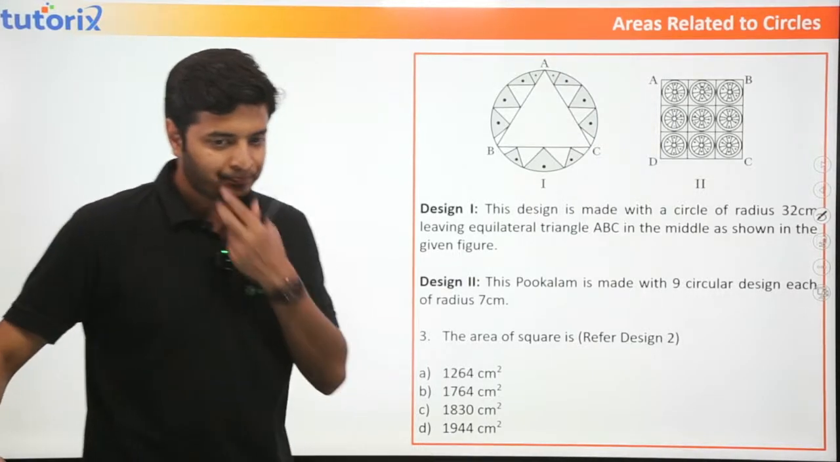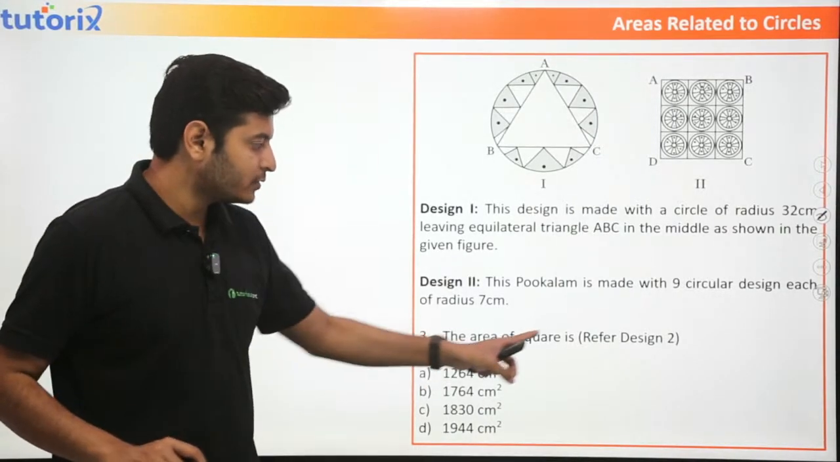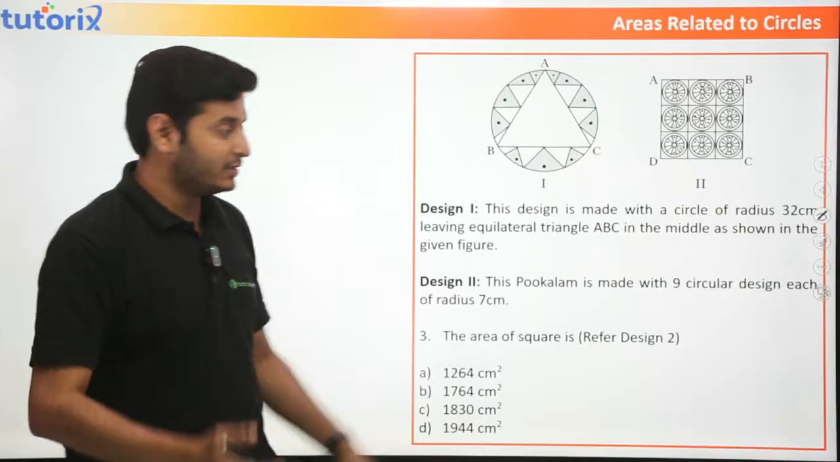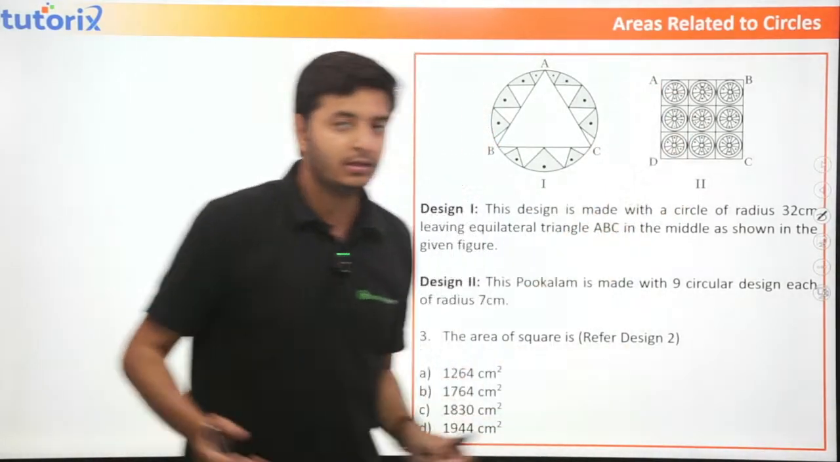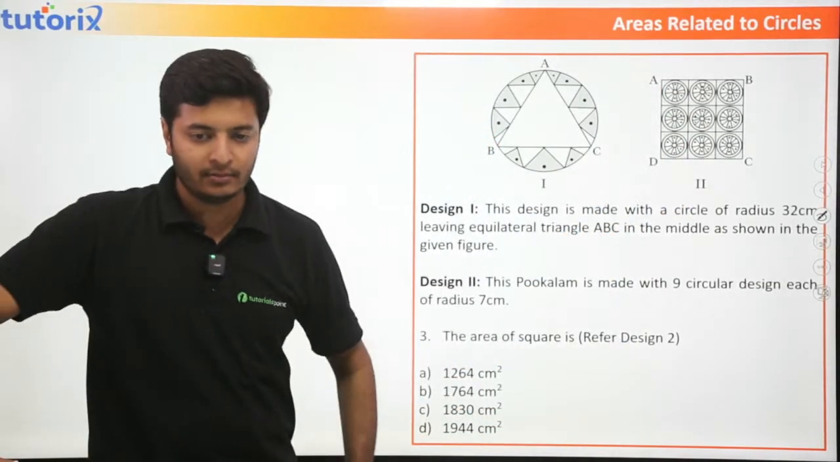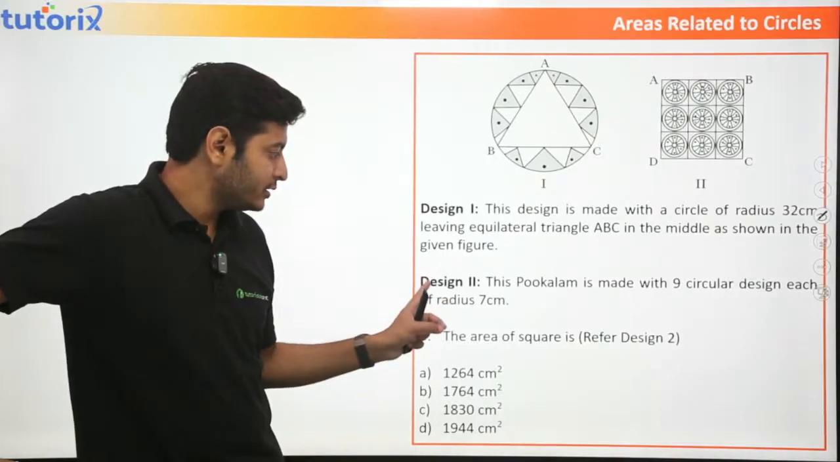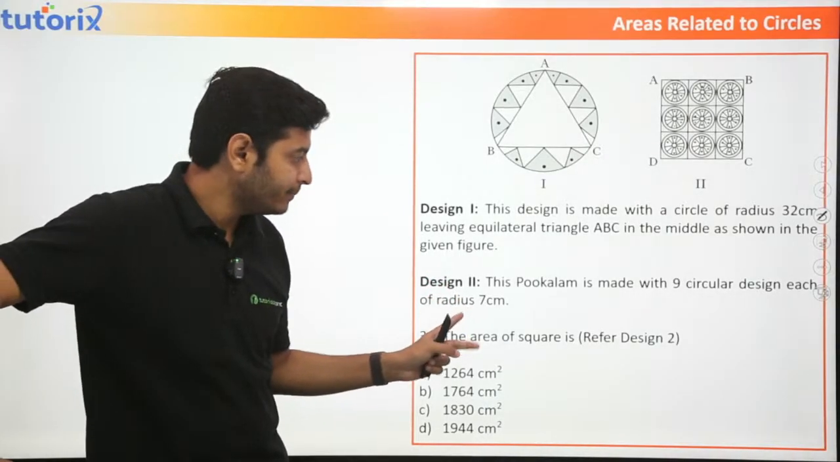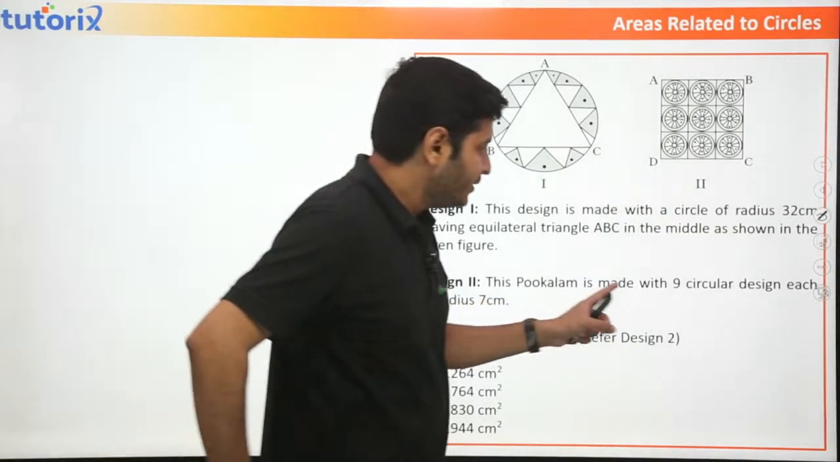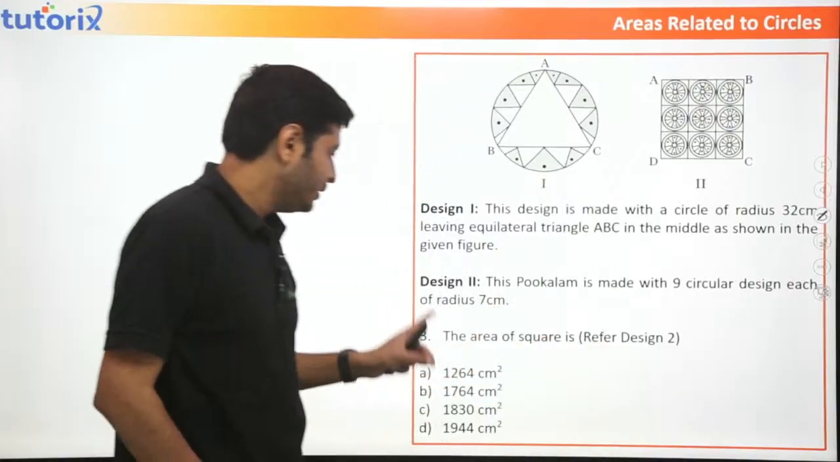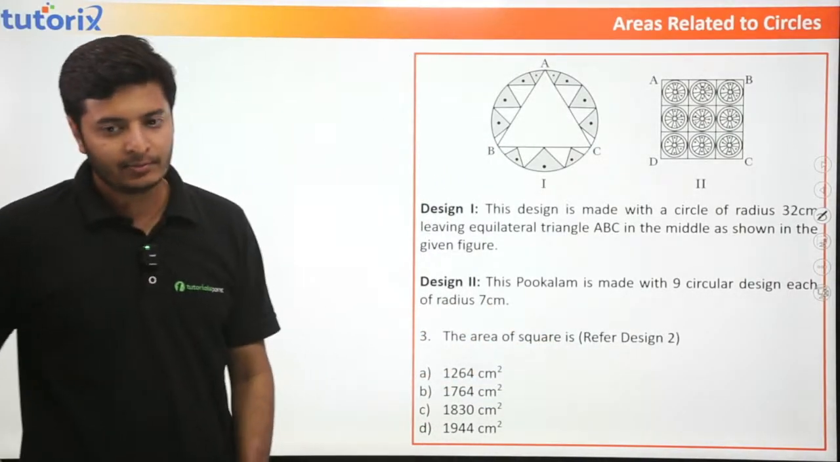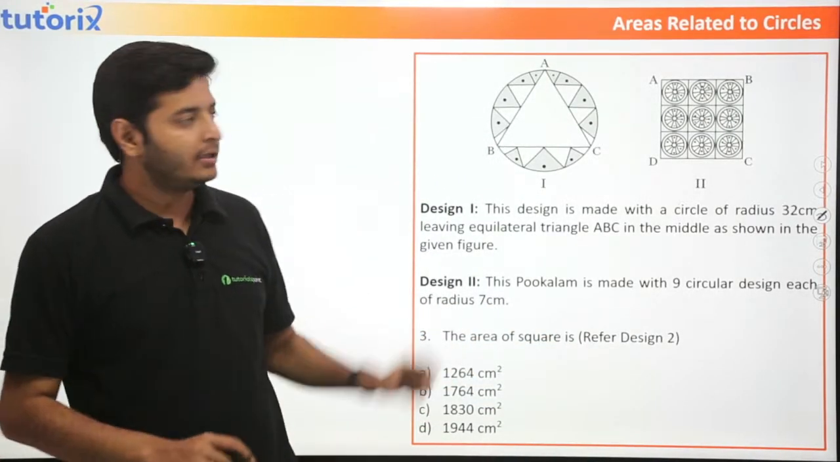Third part. The area of square is in design 2. In this design, we need to find the area of square. Okay, look at this. What is given to us already? This pattern is made with 9 circular design, each of radius 7 centimeter. Now, how to find the area of square?